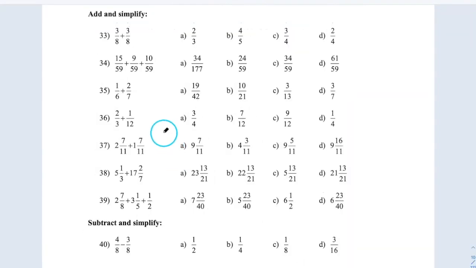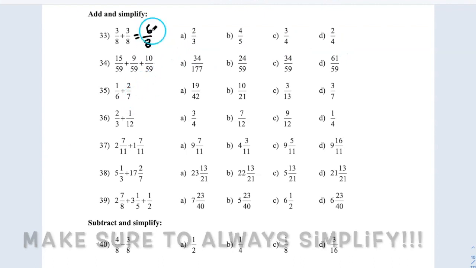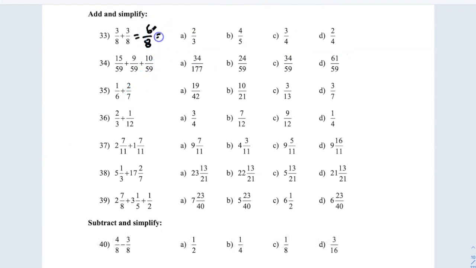Next, add and simplify. To add fractions, I need to have the same denominator. If I have the same denominator, I keep my denominator and I add or subtract the top. 3 plus 3. I don't see 8s over here. That means I have to simplify this. Therefore, divided by 2, divided by 2. 6 divided by 2 is 3. 8 divided by 2 is 4. 3/4.